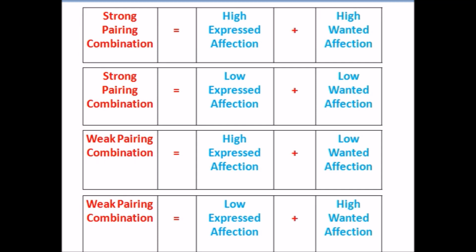Another example of a strong pairing combination is when you have low expressed affection and at the same time low wanted affection. If you have a combination of both low expressed and wanted affection, you are more likely to be the type of individual that doesn't want to get involved in others' personal lives, nor do you want others to try and pry into your own life. This combination can leave you coming off as cold or uncaring if taken to the extreme.